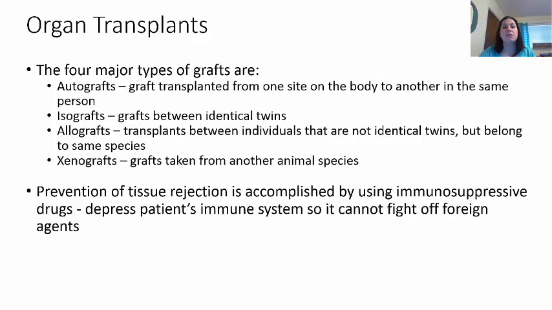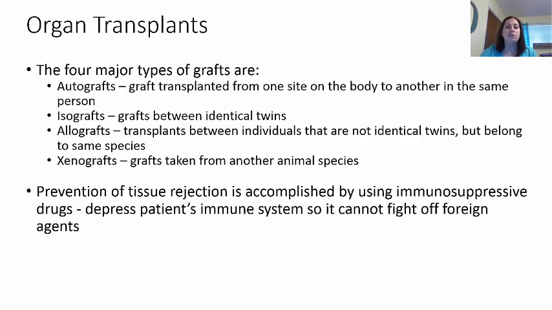There's 4 types of organ or graft transplants, which is tissue transplants. There's an autograft, where the graft transplanted is from one side of the body to another of the same person. In this case, you do not have a likelihood of rejection. This would be like a skin graft where you needed a skin graft on your arm, so they took some skin off your leg and placed it on there.